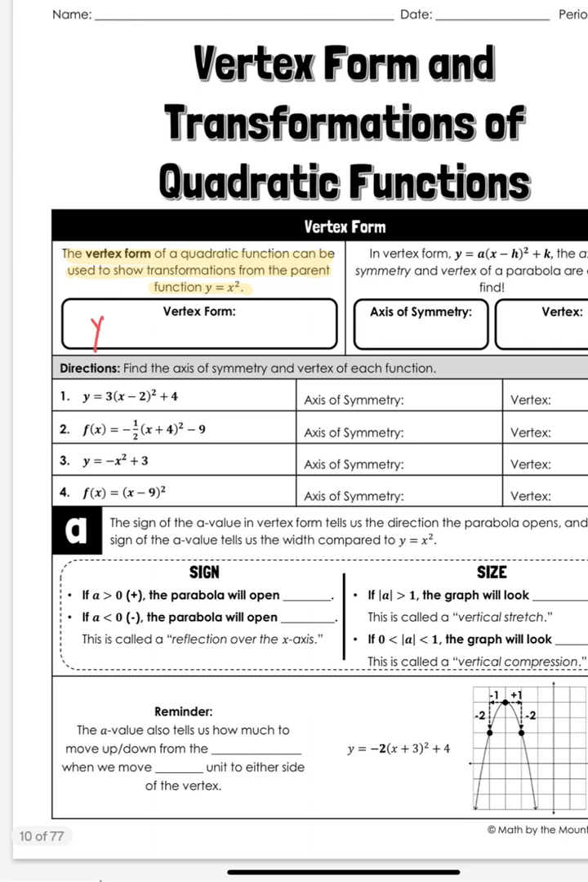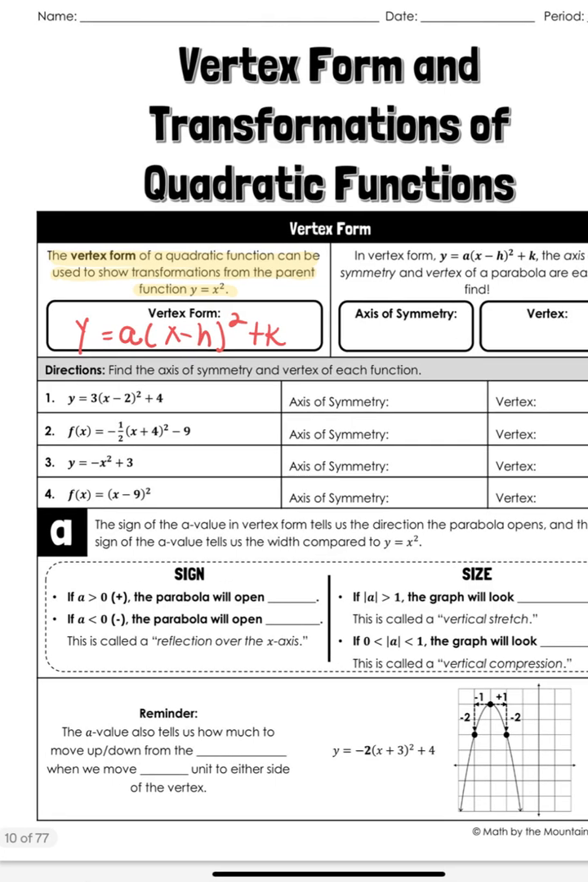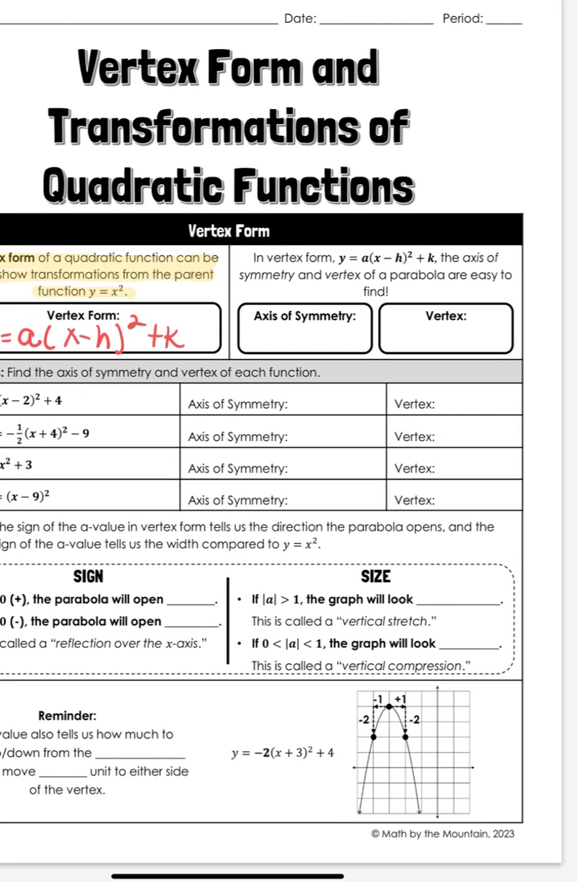The vertex form is y equals a times the quantity x minus h squared plus k. All right? In the vertex form, the axis of symmetry and the vertex of the parabola are easy to find. The axis of symmetry x is equal to whatever h is, and the vertex is (h, k).